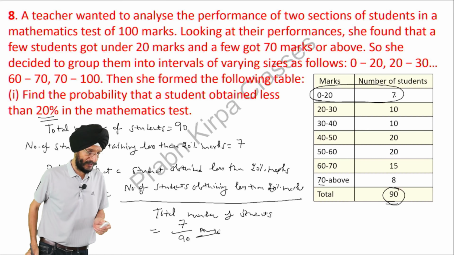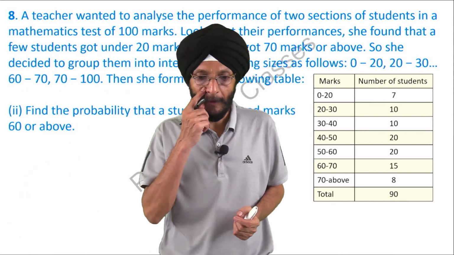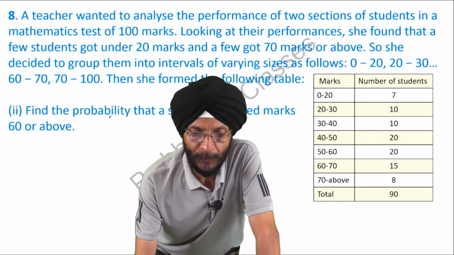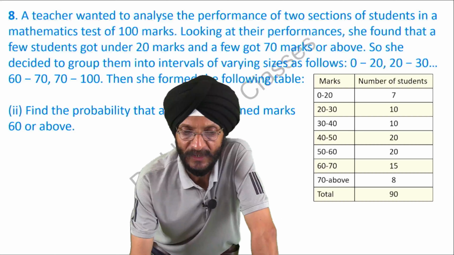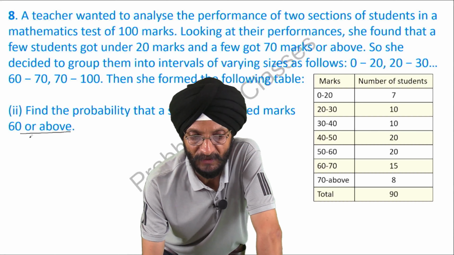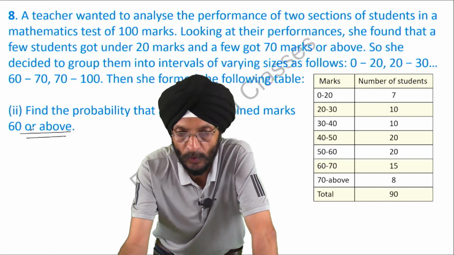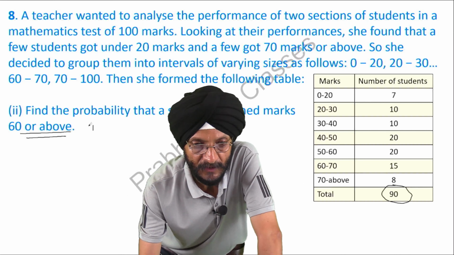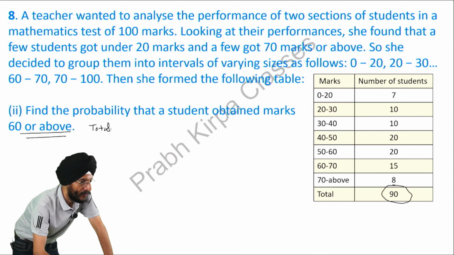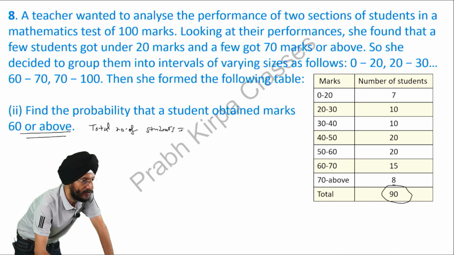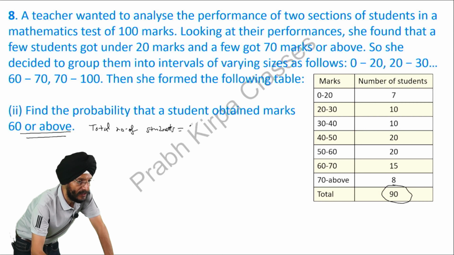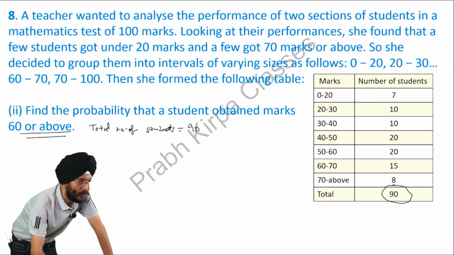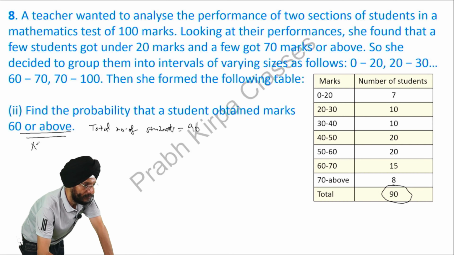So now we come to the second part. Now here we have to find the probability that a student obtained marks 60 or above. We go to the table. The total number of students remains the same. We write it. Total number of students, these are 90.